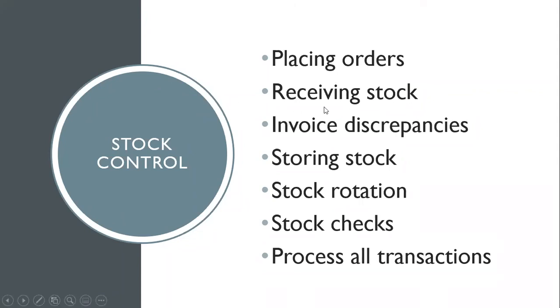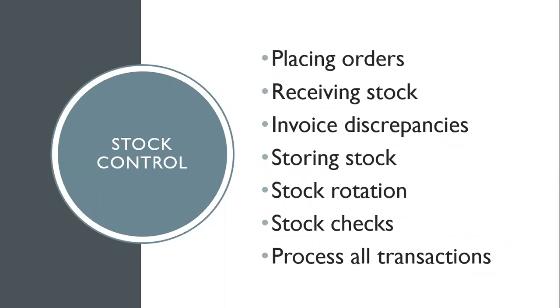Receiving stock is important. Make sure you get what you ordered. If people deliver to you, double check for invoice discrepancies, especially if you're placing big orders. It's very important to make sure that that's accurate. Make sure your stock is stored properly, that you rotate it and do stock checks, and also make sure that you process all transactions, because without processing your transactions, you'll find that stuff goes missing mysteriously and you don't know how to account for it.